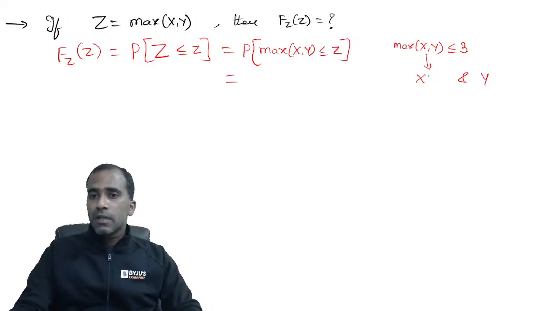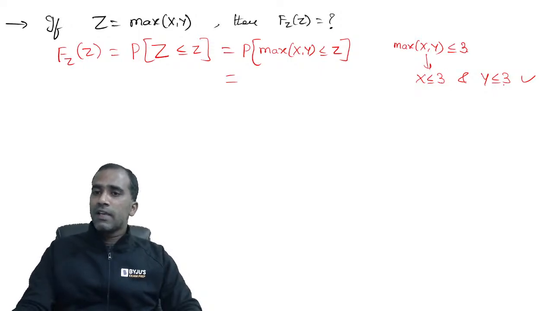What should happen? If x is less than or equal to 3 and y is also less than or equal to 3, definitely the maximum of x comma y will also be less than or equal to 3, right? Correct? This will happen or not? Maximum of x comma y less than or equal to 3 will happen if x is less than or equal to 3 and y is also less than or equal to 3.